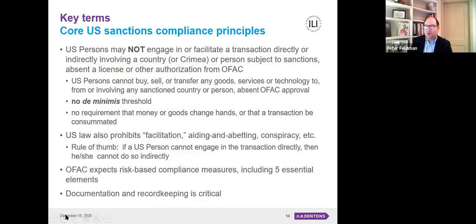So to tie all of these things together, there are a couple of really significant compliance principles. The first, as I mentioned before, has to do with facilitation. If you can't engage in the transaction directly, or you can't engage in the transaction from the United States, you very likely can't engage in the transaction at all. What this means is if there is something that is sanctionable or prohibited for a U.S. person, the U.S. person can't help somebody else do it, even if the person they're helping is outside the United States and otherwise not subject to U.S. jurisdiction.